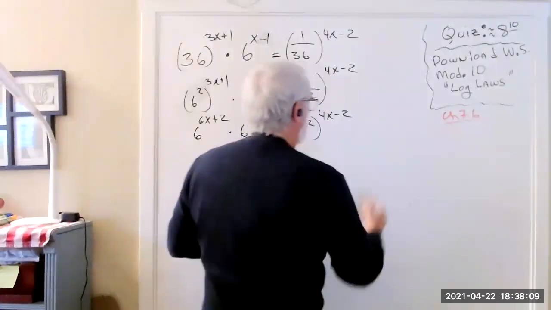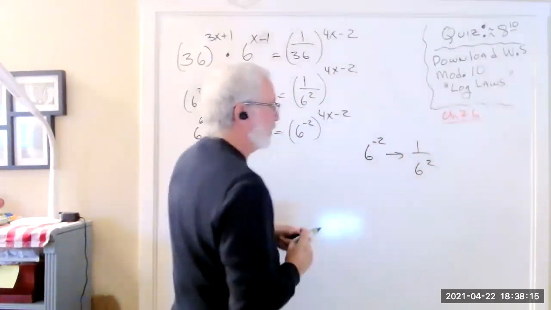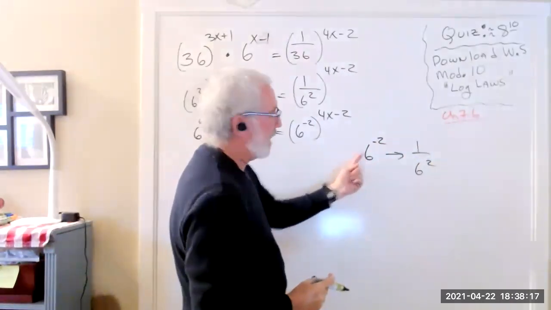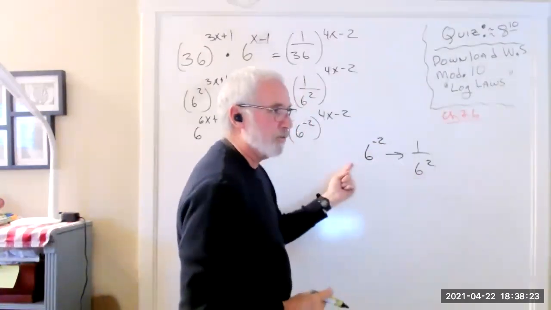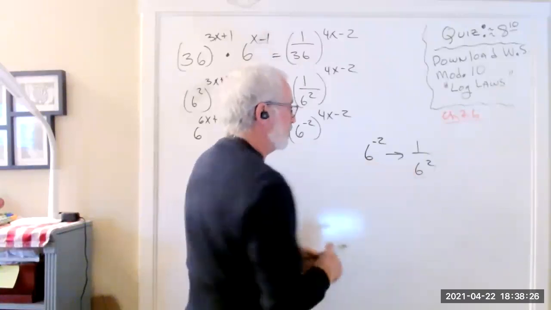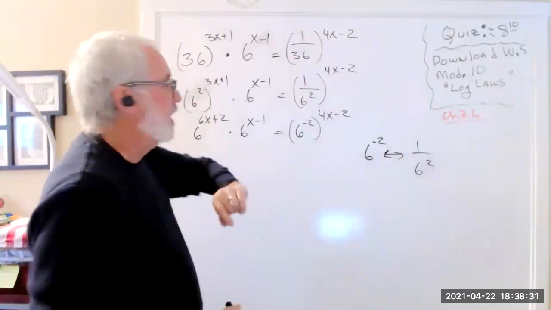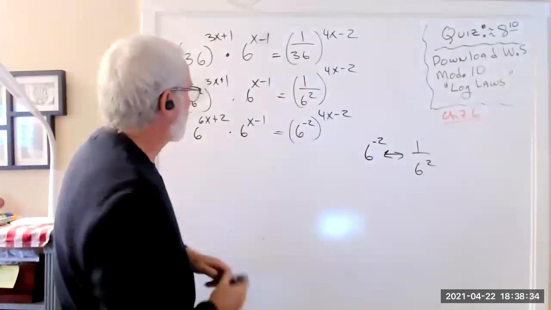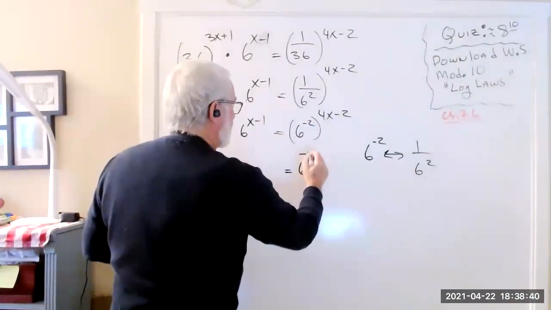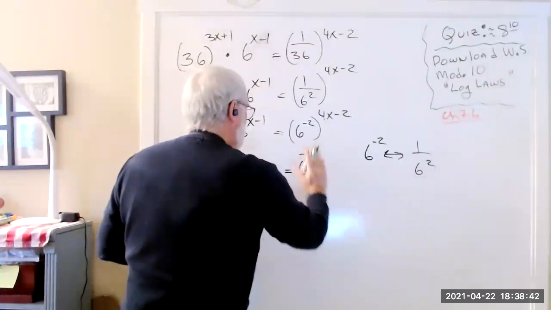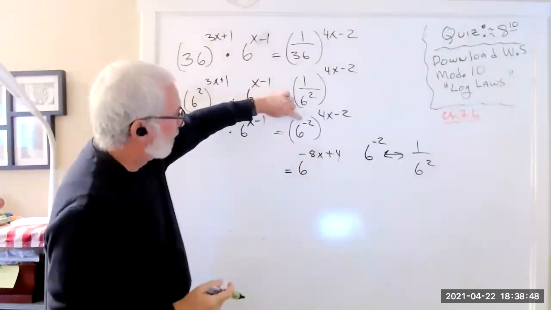Usually we go from a negative power to a positive power. But there's nothing in the rules that say you can't go backwards if you needed to. These two things are identical, so you can flip them back and forth as long as you put the corresponding negative there. So this will become 6 to the negative 8x plus 4, because again, this is a power raised to a power.